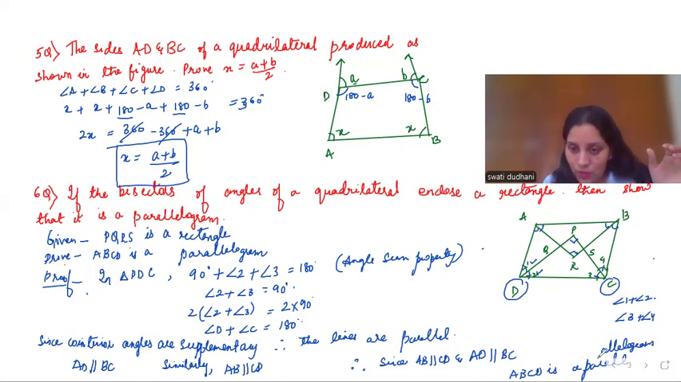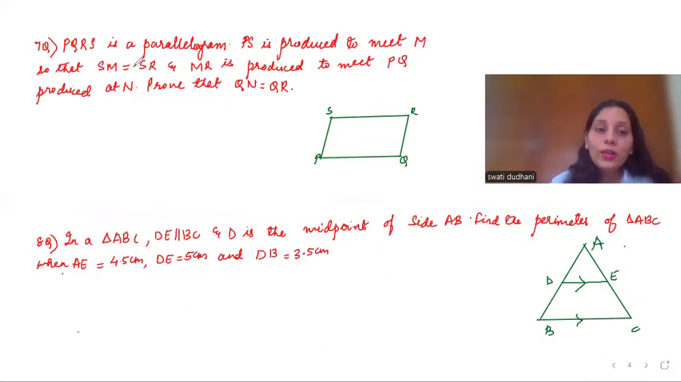Now, moving to the next question, PQRS is a parallelogram, right? PS is produced to meet M, okay? PS is produced to meet M. All right, let me just produce it.